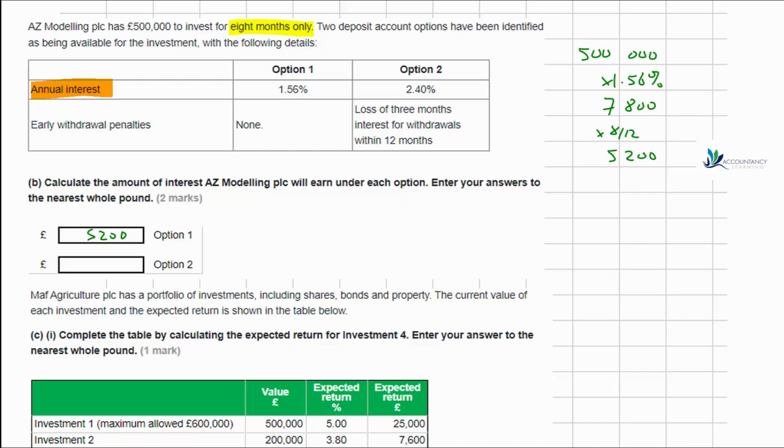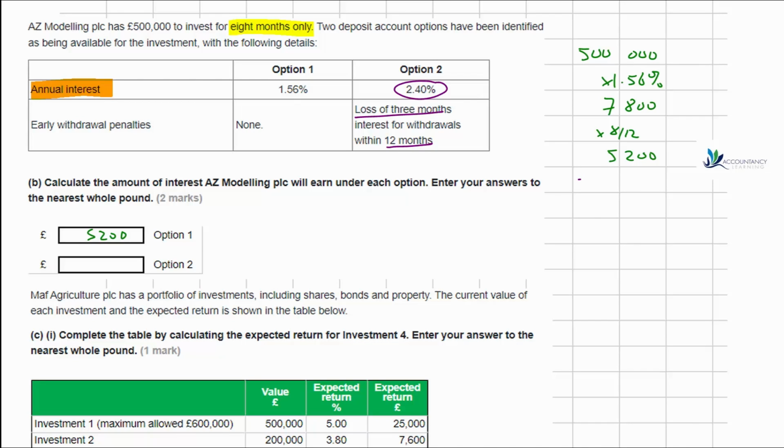And then what about option 2? In this case, we have an interest rate. Again, it's an annual interest rate of 2.4%, but there is an early withdrawal penalty. So if we withdraw within 12 months, then we will lose 3 months of interest.